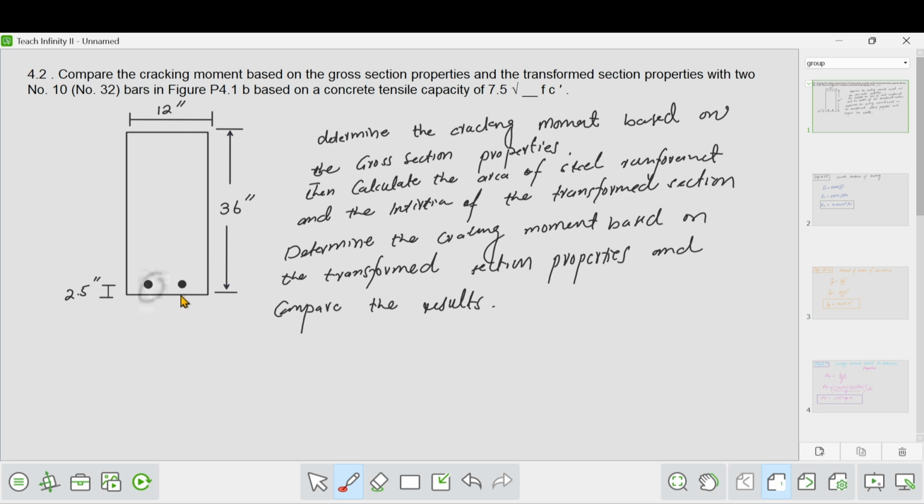this steel contribution. After that, calculate the area of the steel, this two number 10 bars, and then the inertia of the transformed section, and also determine the cracking moment based on this whole transformed section, which includes this steel, and compare both results, cross section property and transformed section property.